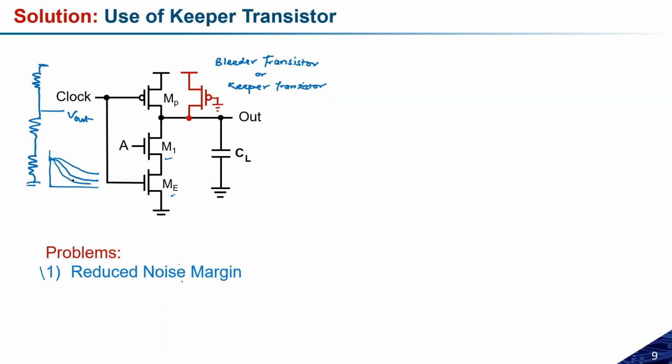So the first problem is the noise margin reduction, and the second problem could be the non-zero static power dissipation, which we have already studied, because keeper transistor M1 and transistor ME are in the on state, and if they are in the on state, there will be a direct path between VDD and the ground, and that will increase the static power dissipation. So to overcome that problem, we can have one more solution.